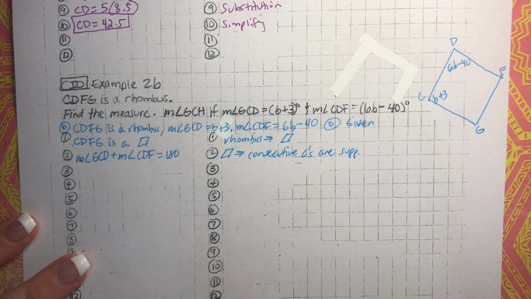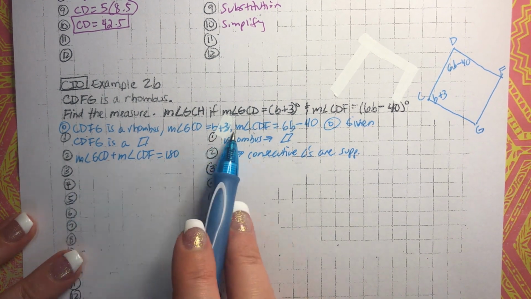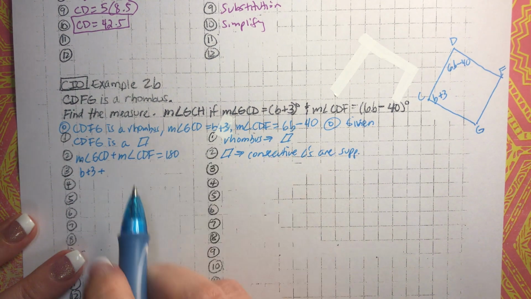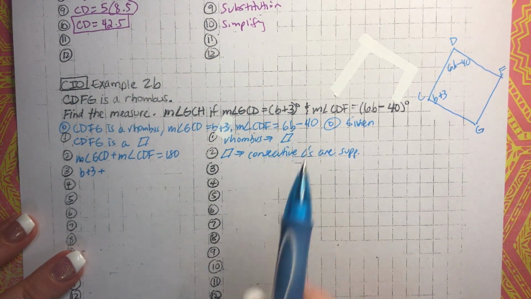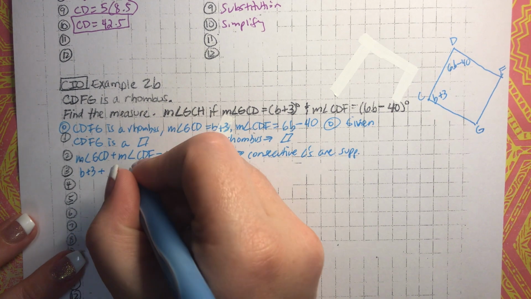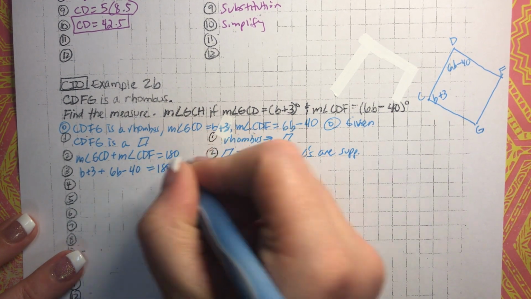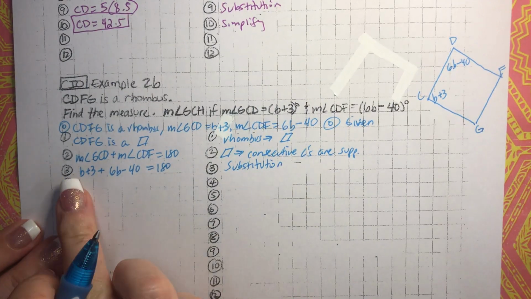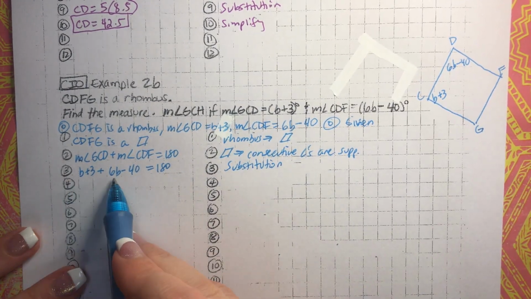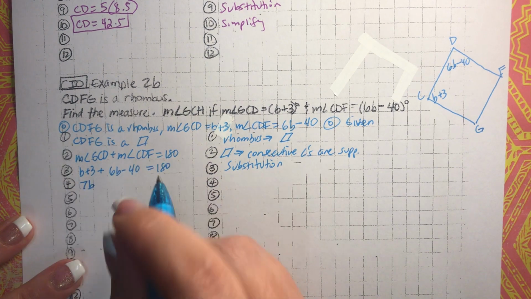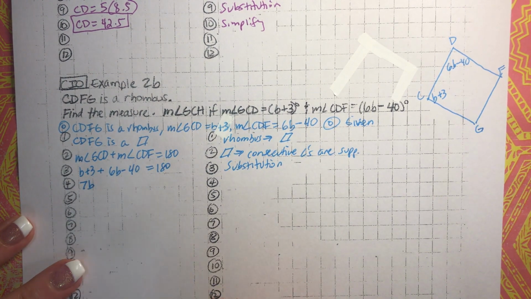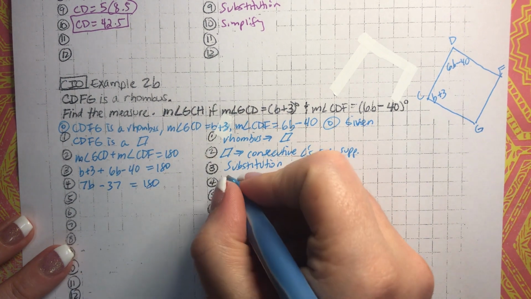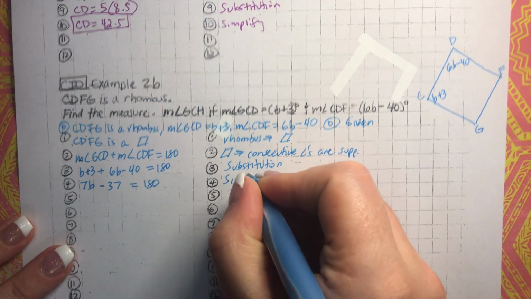Then we just substitute in the values, right? GCD is B plus 3, so we have B plus 3 plus the measure of CDF, 6B minus 40, equals 180. That's substitution. And then it's a whole lot of algebra. Combine like terms: B plus 6B is 7B. We've got 3 and a negative 40, which gives us negative 37. That's just simplify.